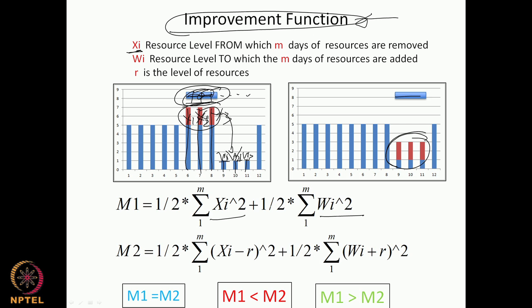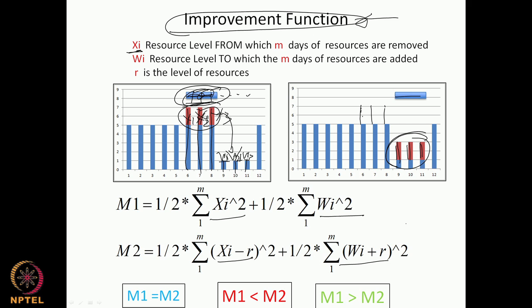Now, after shifting the activity, this is 6, and this was at 7. So an amount of resources got taken away from this, and that amount got added to this. So what we are doing now is xi minus r, which is the amount that got reduced, squared by 2, plus wi plus r, which is what got added here, squared by 2. This is fairly simple. It gives you moment 1 and moment 2.